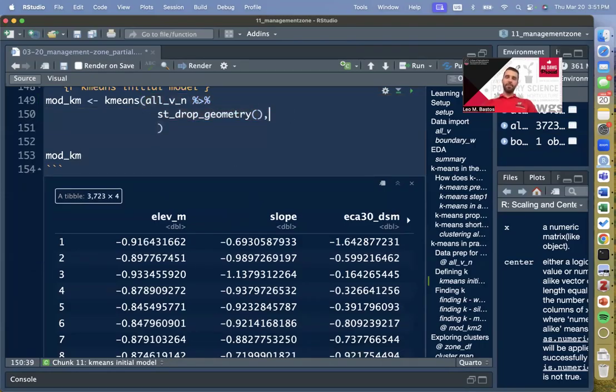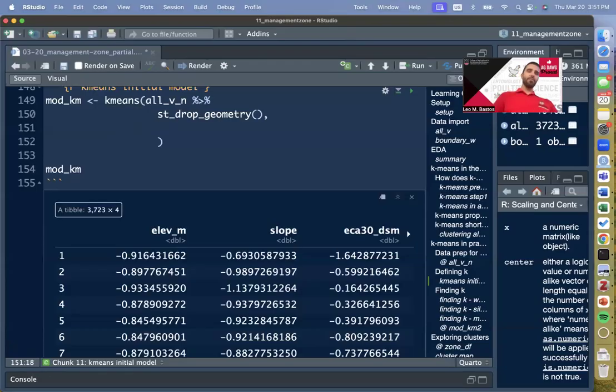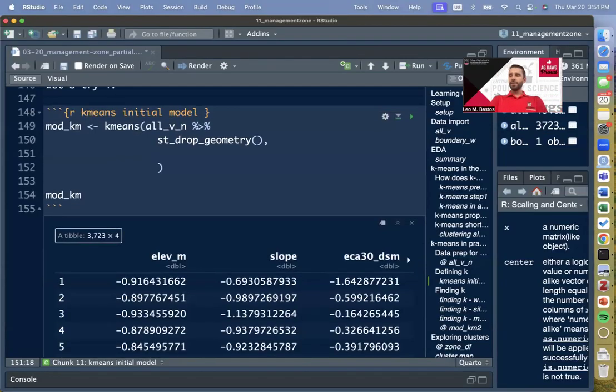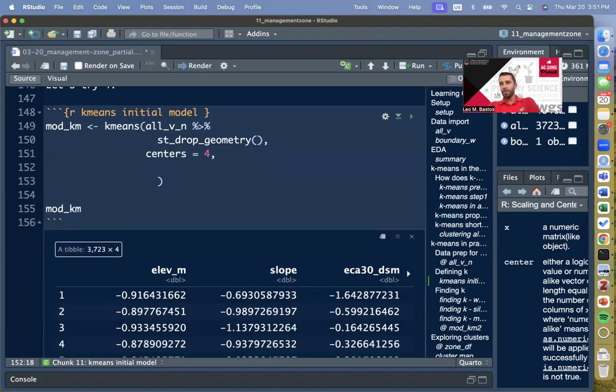And now there are a couple of arguments after that I want to change. The first one is called centers. So centers is basically the number of k, the number of groups you want to try. Let's try 4 first. And then it has another argument here that is called nstart. So nstart, I want to set it to 10, and I want to tell you what this is.